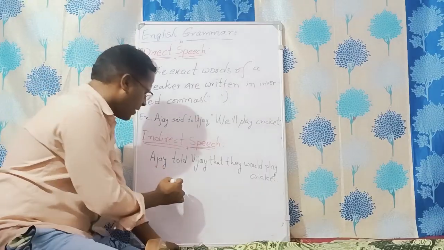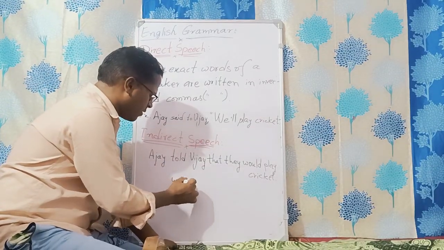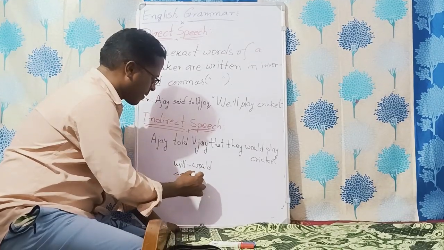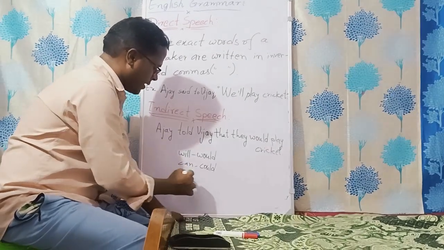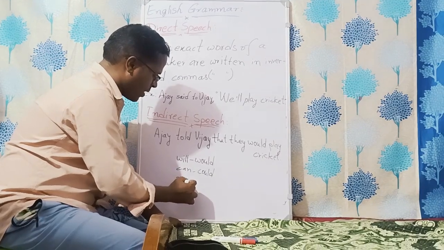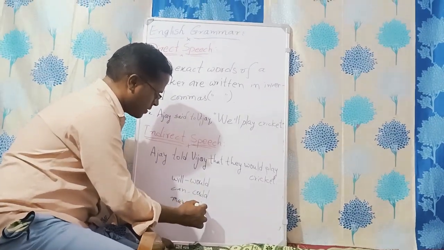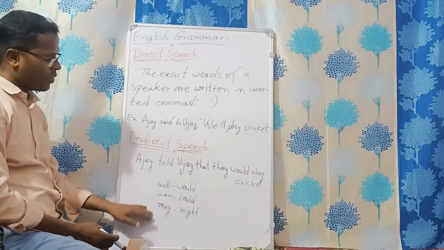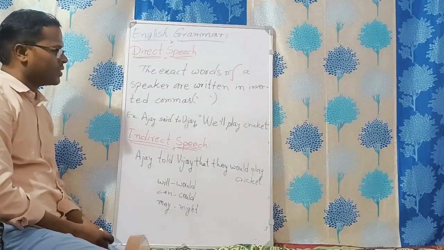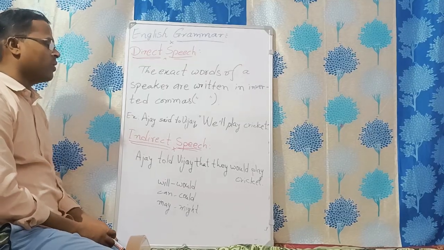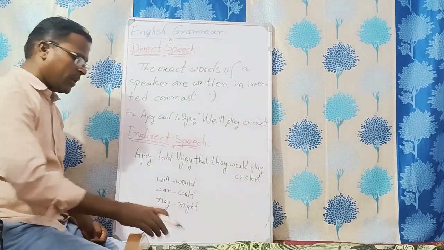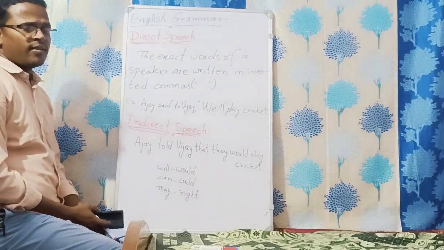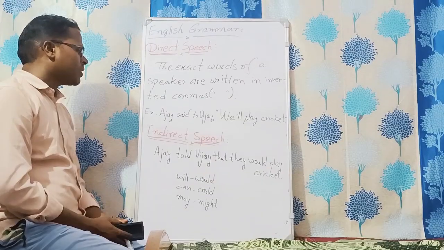Only in case of the modal verbs, will becomes would and can becomes could, and may becomes might in indirect speech. These modal verbs will change into their respective modal verb. Okay, so another case. So here we have been discussing all the tenses.